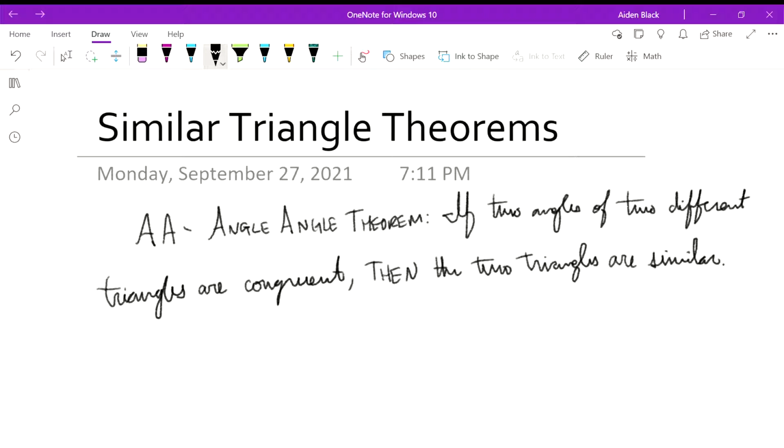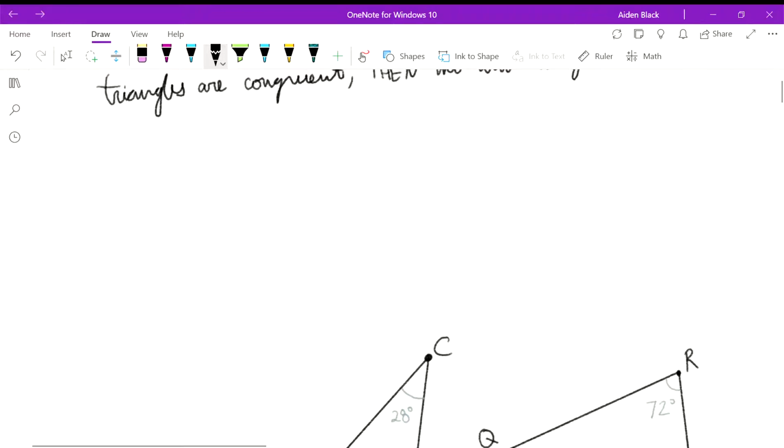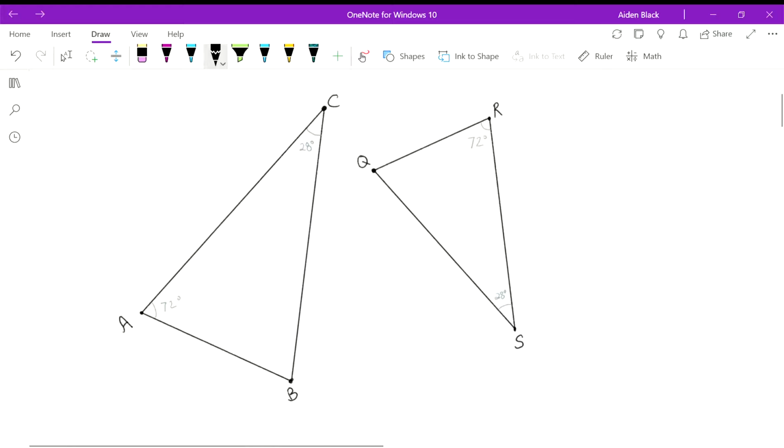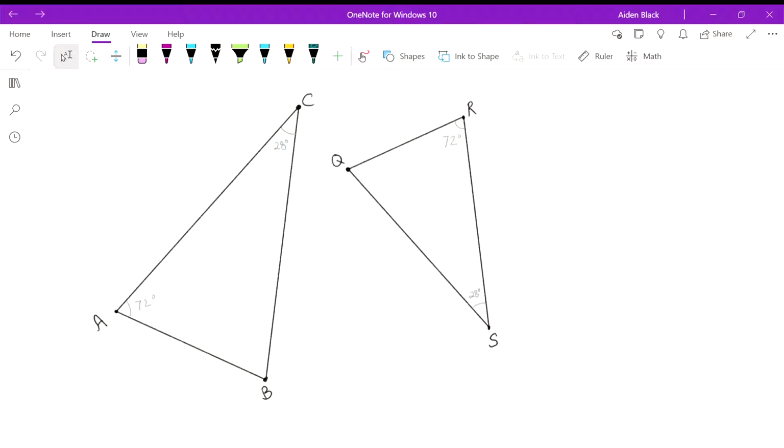Now, if they're also the same lengths, congruent lengths, then it would actually be congruent triangles. We're assuming that they're not the same lengths. In fact, we would assume that they're proportional. We can see right here, these are not congruent lengths. AC is not congruent to RS, and QR is not congruent to AB, because triangle QRS is actually smaller.